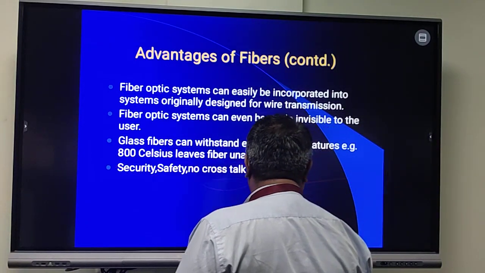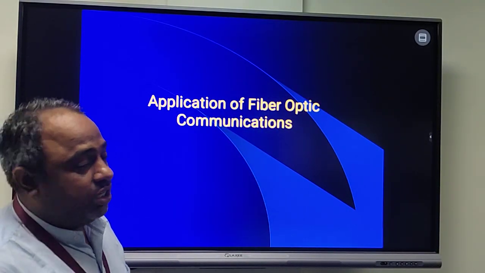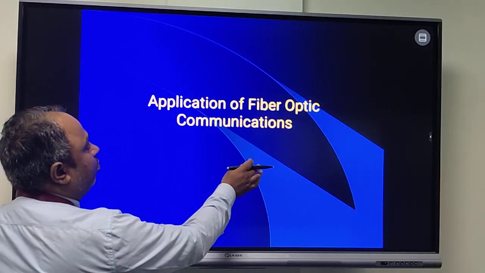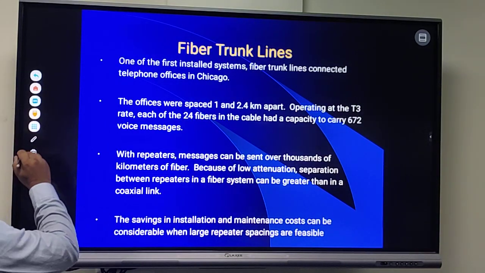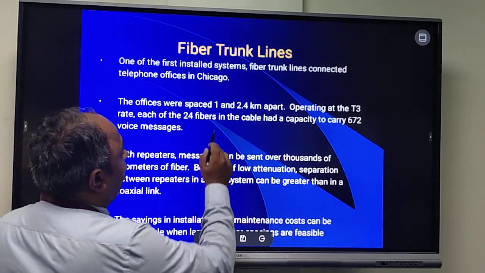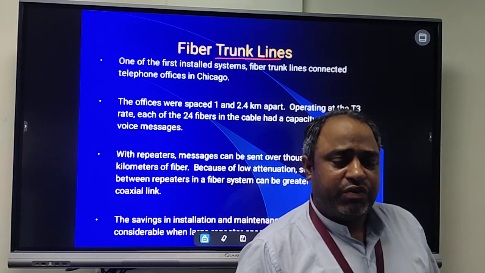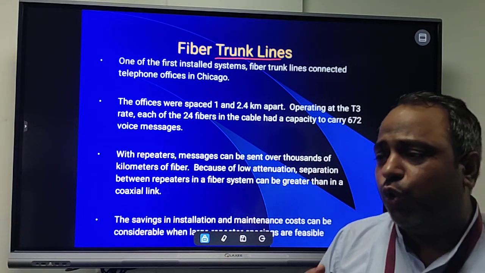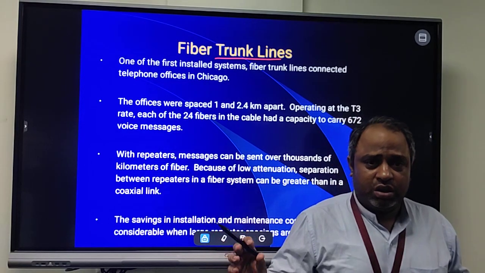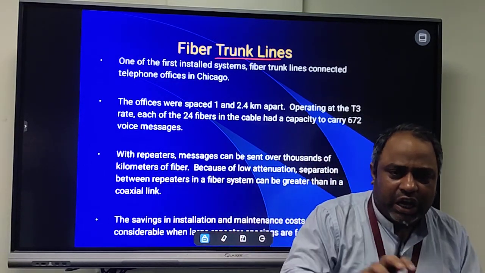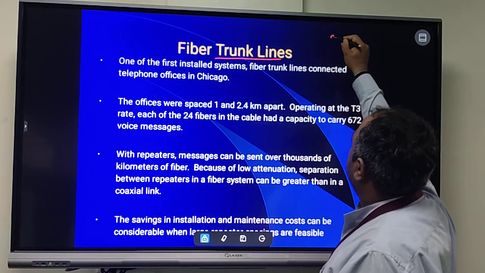So definitely these three points are very efficient and effective, and are the advantages of optical communication. I'm talking about lots of things. Now the main part is the application of optical fiber in optical communication. The first thing is fiber trunk lines. What is the meaning of a trunk line? Trunk lines are lines which can communicate from one side to the other simultaneously, with two-way communication. It means two or multiple nodes are connected with the help of a network. These are known as trunk lines.